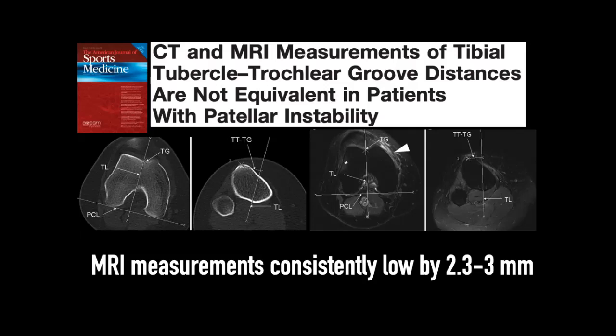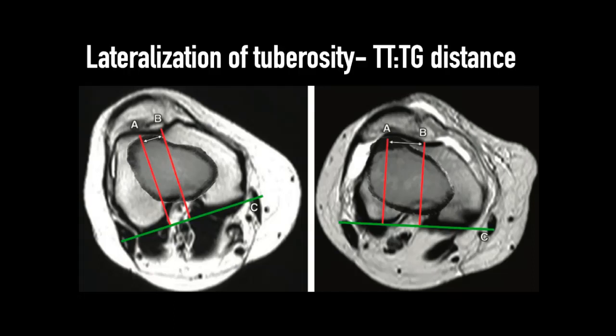But this paper has shown that MRI measurement of TTTG is consistently low by 2.3 to 3 millimeter. So if 20 millimeter is the benchmark for surgical decision making from CT scan, for MRI that should be about 15 to 17 millimeter. So we must not take 20 millimeter by MRI. So this is how the TTTG distance is taken.